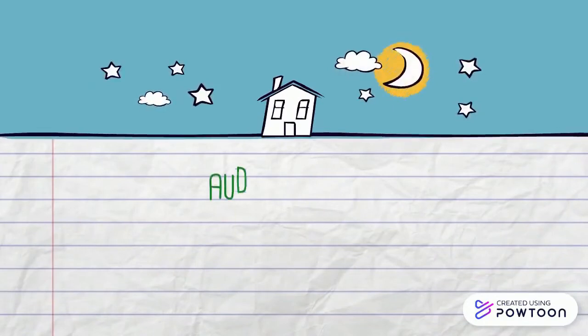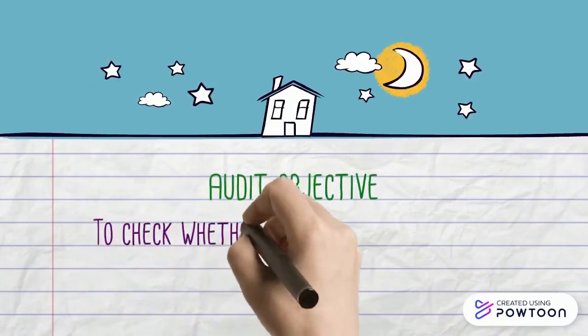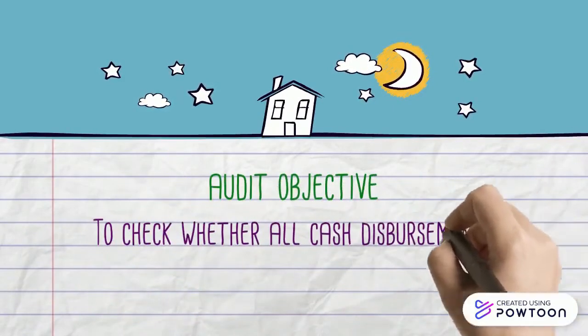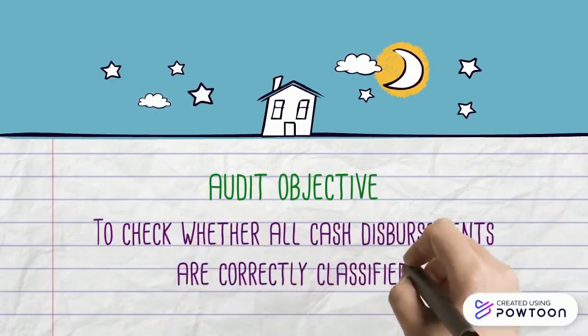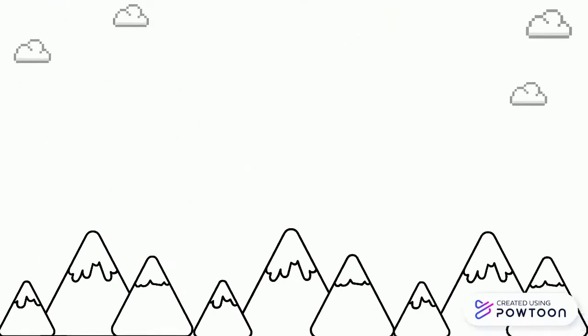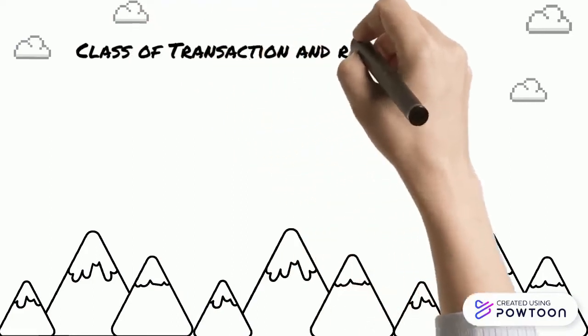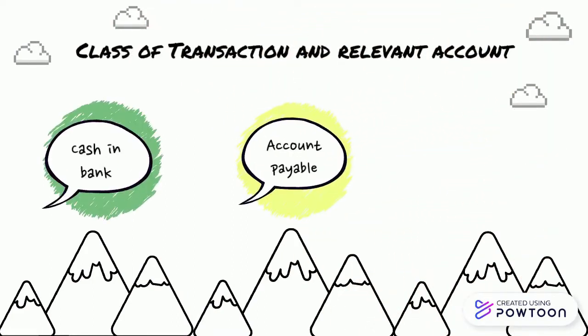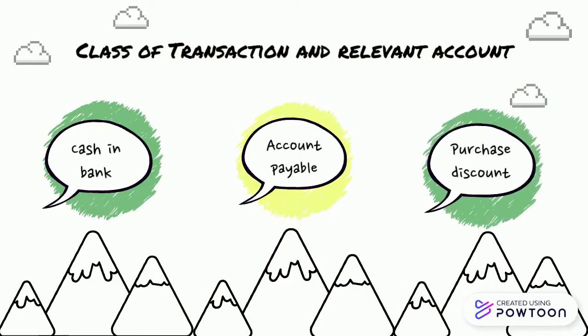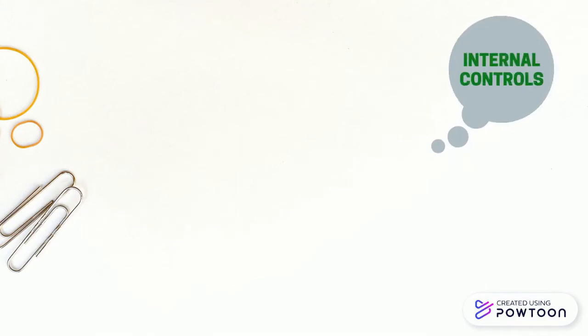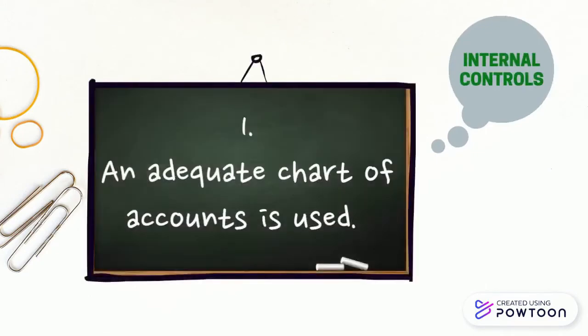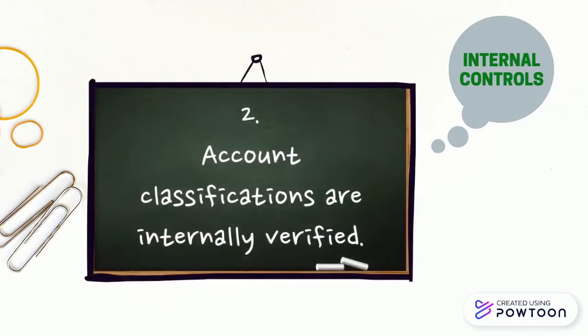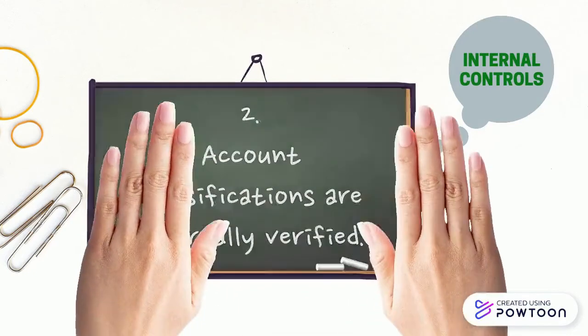The audit objective for classification is to check whether all cash disbursements are correctly classified. There are three classes of transaction and relevant accounts, which are cash in bank, accounts payable, and purchase discount. For the internal control procedure, first, an adequate chart of accounts is used. Second, account classifications are internally verified.